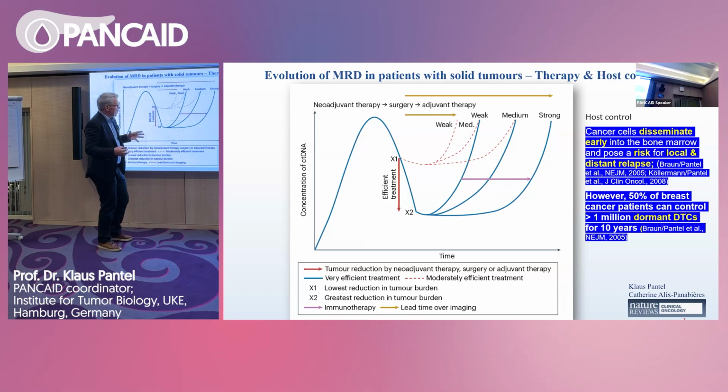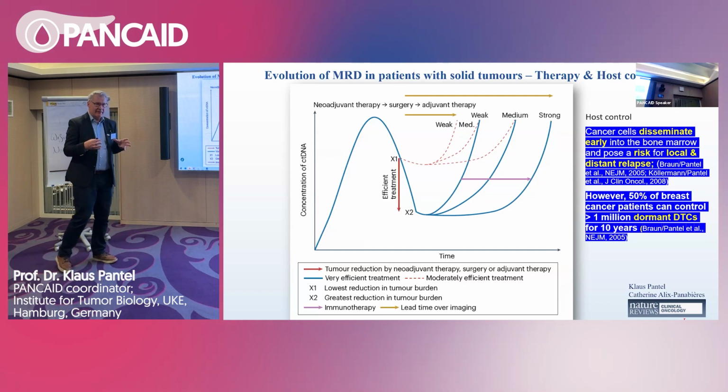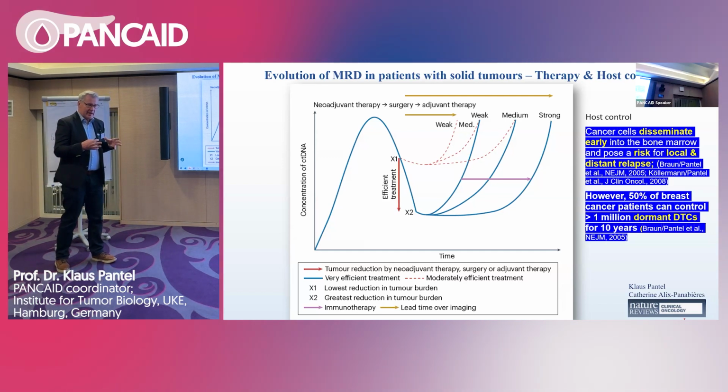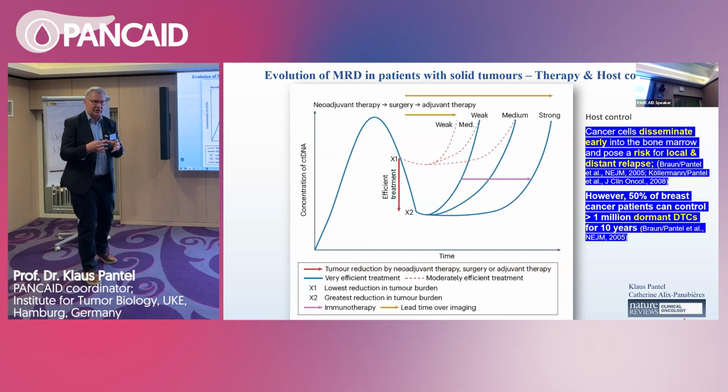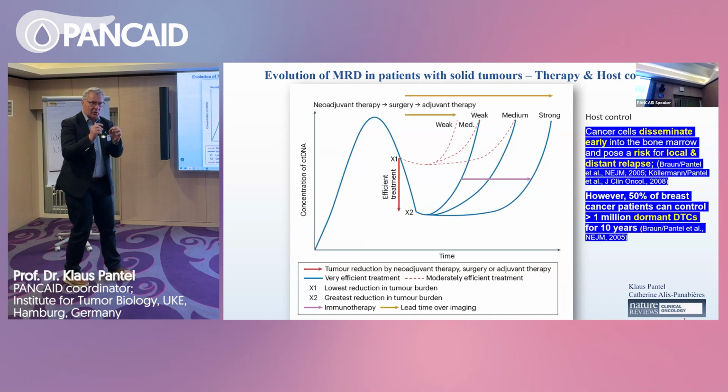But I guess there's also the host control that is very important that we may overlook sometimes. It's not just that you have, say, breast cancer patients that had the same tumor load, the residual tumor load, but one of them can control it and the other cannot control it so well. So you may have a different curve of relapse, depending not only on the tumor burden, but also on the host control.